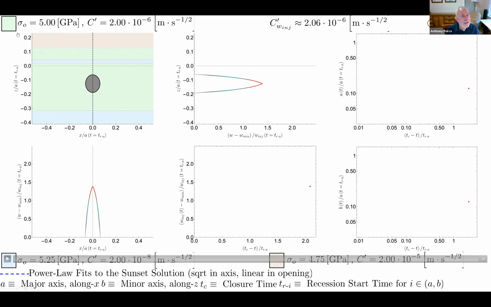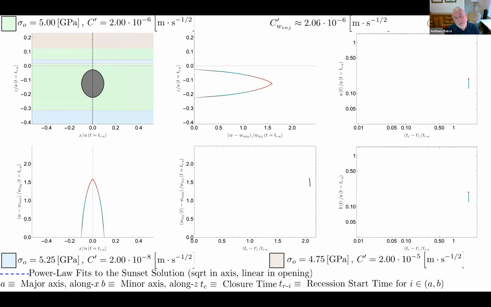So here, basically CL in the green zones is 2, and the stress jumps are the same. It's 2 times 10 to the minus 8 in the blue zones, so it's very little leak-off here, and then a lot of leak-off in the red zone. Okay, so the green zones have intermediate leak-off, if you like.